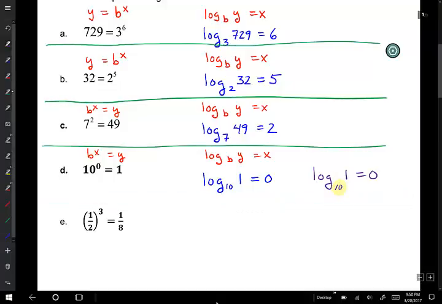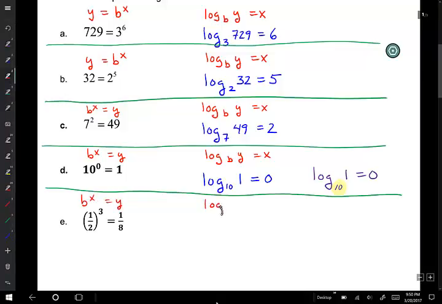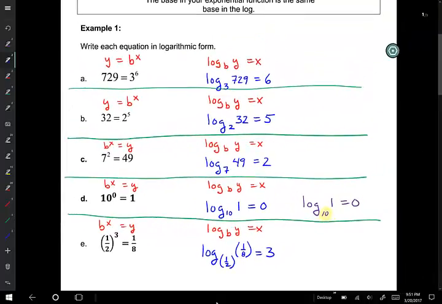All right, our next one, we have some fractions thrown in. Hopefully that's not too big a deal. But let's rewrite our problem again. b to the x equals y. So this is the log base b of y equals x. So let's write this now as a logarithm. So we have the log, our base is 1/2 in parentheses, of 1/8 equals 3.